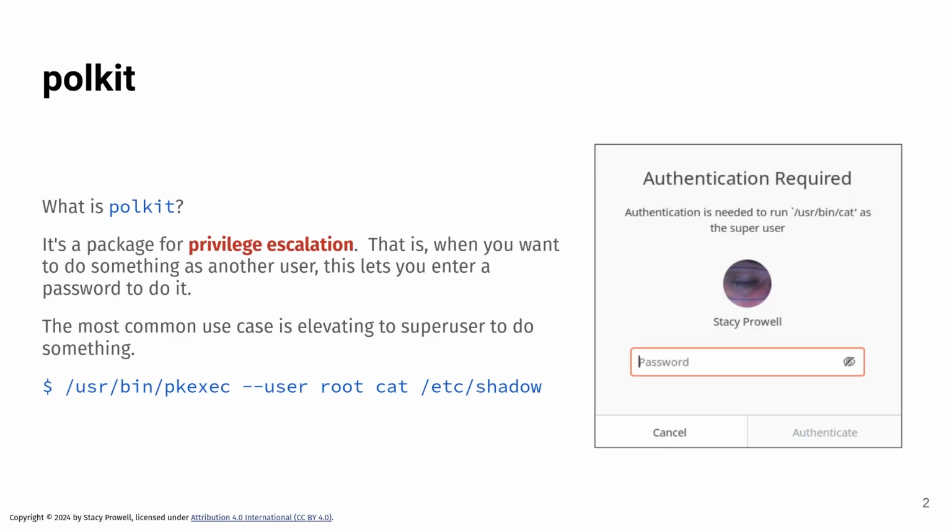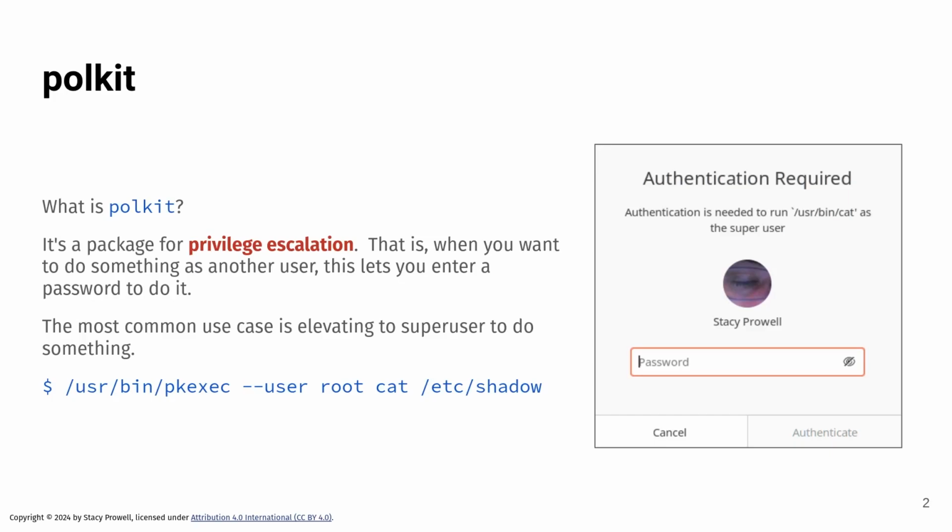The most common interaction with it is that you would take some action and a pop-up would occur saying, hey, I need you to authenticate. And you would put in your password and click authenticate, and it would then elevate you to super user and you'd be able to do what you wanted to do. You can do this from the prompt. You can run pkexec, that is the actual utility you would run.